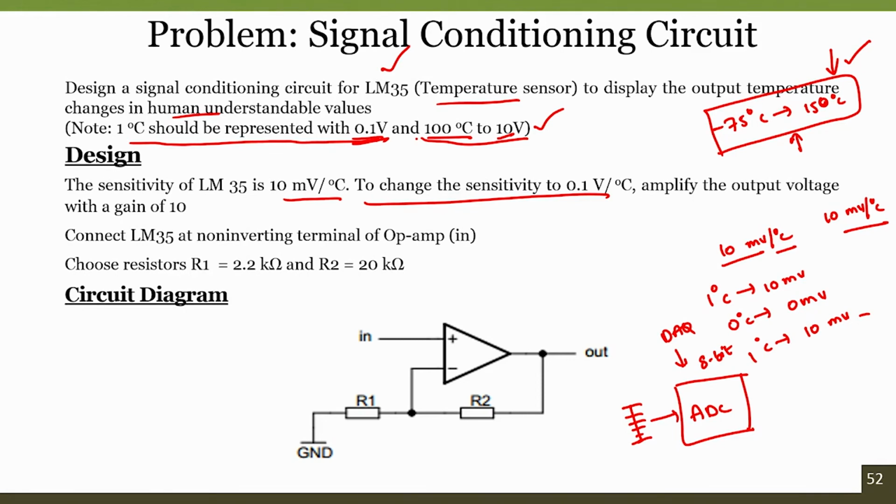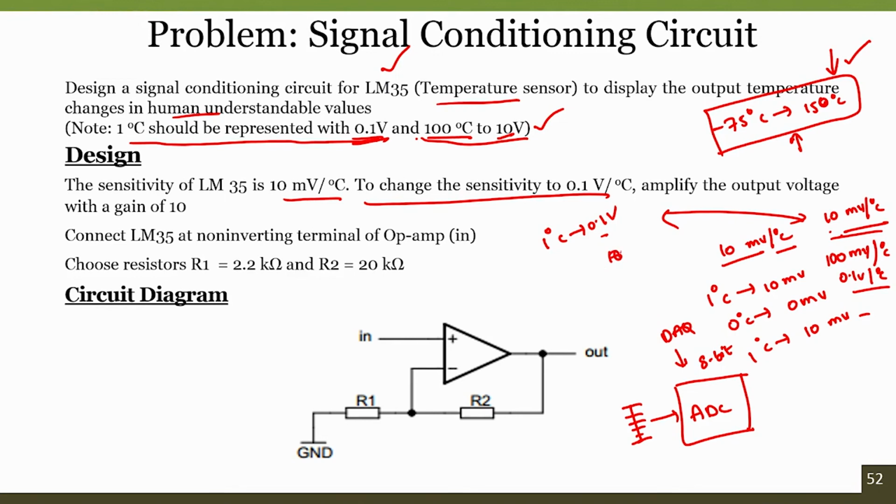1 degree should be represented with 0.1 volt, but now 1 degree is represented with 10 millivolt. So in order to match the scaling factor of what we require and what already exists, we require to multiply by a gain of 10. If I multiply a gain of 10 to the output of the temperature sensor, 100 millivolt will be represented for 1 degree change, which is nothing but 0.1 volt per degree centigrade, matching what we require.